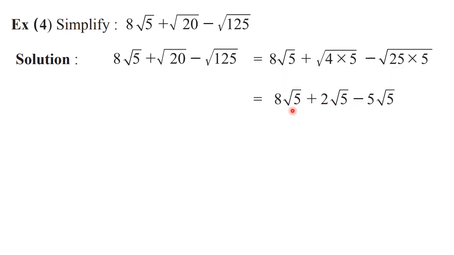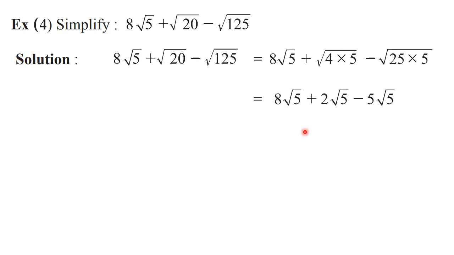So we can write it like this: 8 root 5 as it is, plus 2 root 5. See, 4 we have written as 2. The 4 which was inside the radical sign, we have written the square root of that, and for 5 we have written it as it is. Similarly, the minus sign here, and for root 25 we have written 5, and root 5 as it is. Now observe these surds. They are in simplest form, and when we observe the irrational part, we can say that these three are like surds.